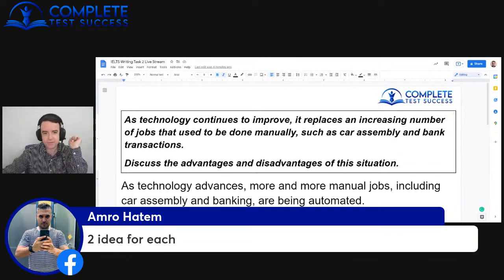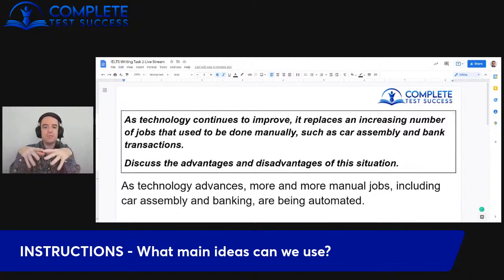Exactly, Amro. Yep, that's right. And what I'm looking for now is what specific main ideas we will use. So what main ideas can we use?